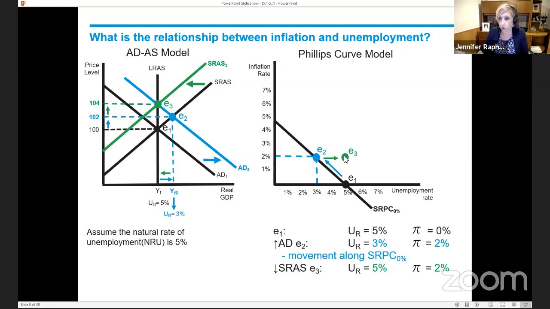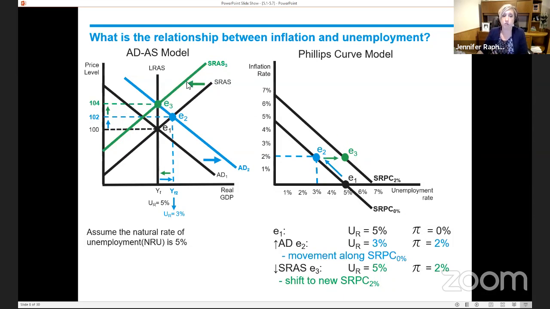So this new point is not on our short run Phillips curve with an expected inflation rate of 0. So we need a new short run Phillips curve with an expected inflation rate of 2%. So a shift of the short run aggregate supply curve corresponds with a shift of the short run Phillips curve. When short run aggregate supply decreases, the short run Phillips curve shifts to the right. So we could repeat this pattern over and over and over again.